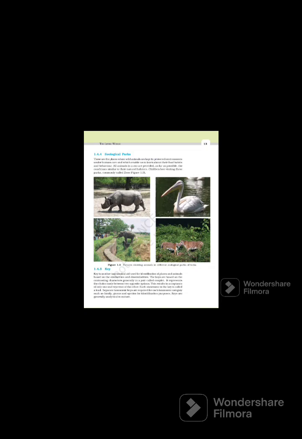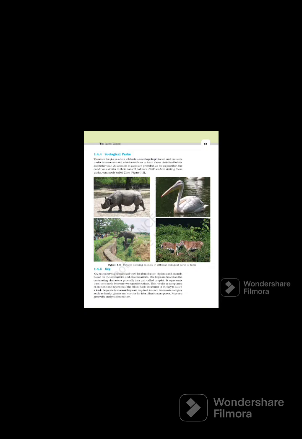1.4.5 Key. Key is another taxonomical aid used for identification of plants and animals based on the similarities and dissimilarities. The keys are based on the contrasting characters, generally in a pair called couplet. It represents the choice made between two opposite options. This results in acceptance of only one and rejection of the other.